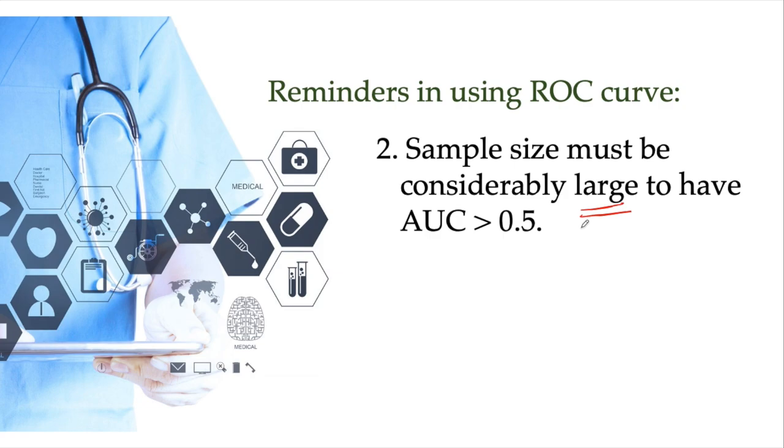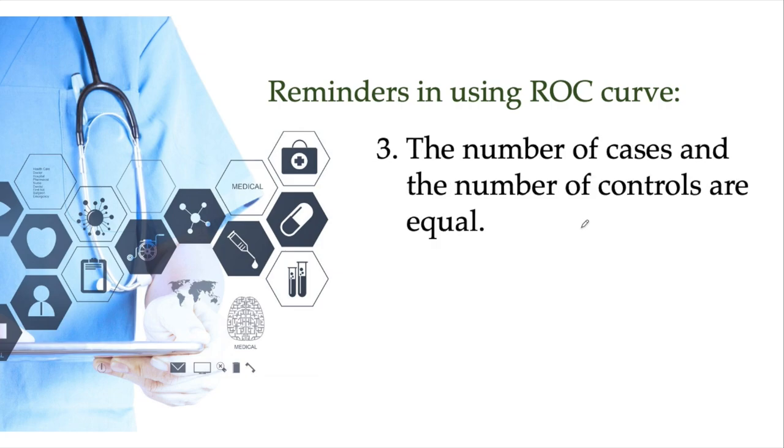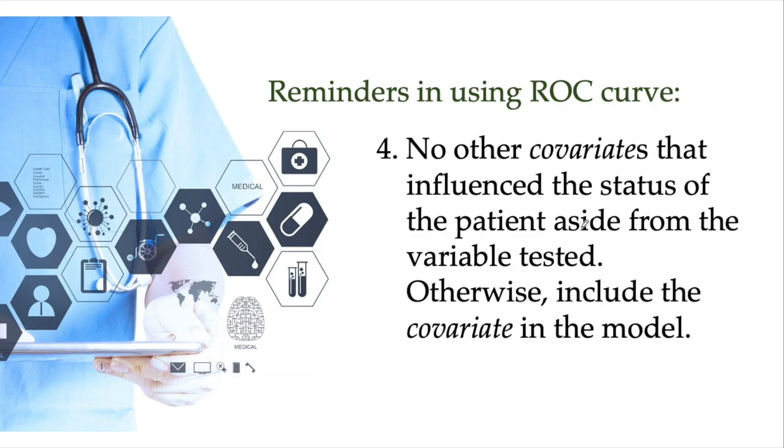Now, to give a narrower confidence interval of the AUC, meaning for the 0.5 not to be included in the confidence interval, there must be a considerably large sample size. And then make sure that the number of cases and the number of controls is not necessarily equal, but at least they're almost equal. Lastly, we're hoping that there are no other factors, which are called covariates, that influence the status of the patient aside from the variable being tested. Otherwise, we have to include it as the covariate in the model, which is beyond the scope of this video.